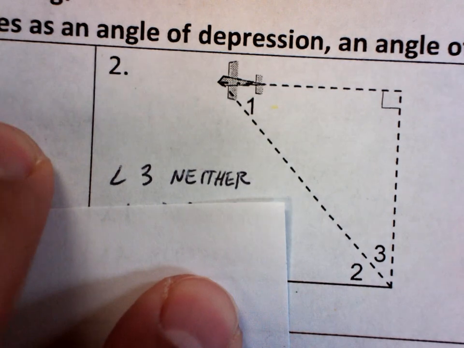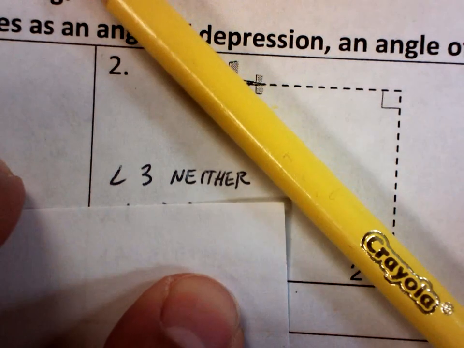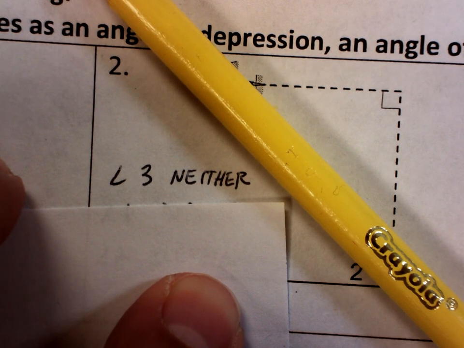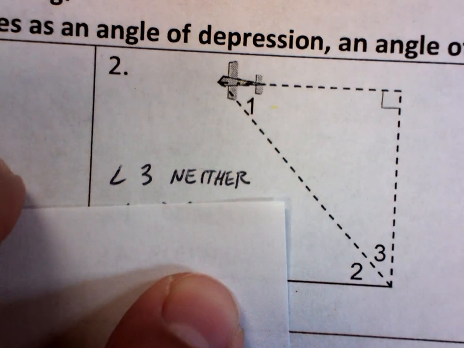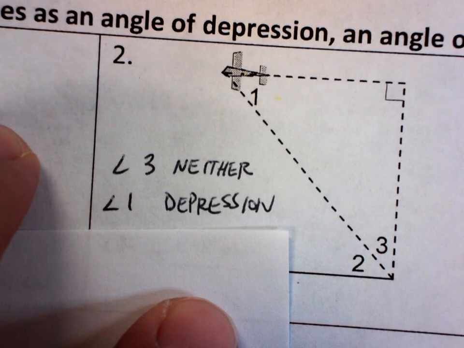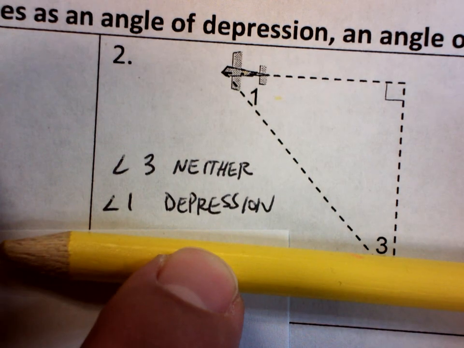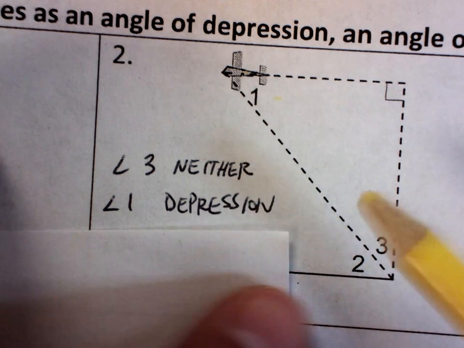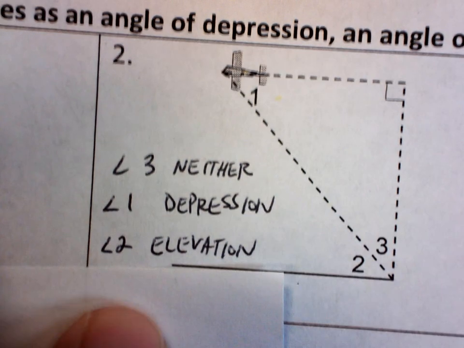Angle 1, my airplane up here, is made up of this horizontal line and this line. It is an angle of depression because it is made with a horizontal line and I'm in the airplane looking down. Angle 2 is made up of this horizontal line and this line. So I'm on the ground here looking up. That's going to be an angle of elevation. Of course, angle 1 and angle 2 are congruent to each other.